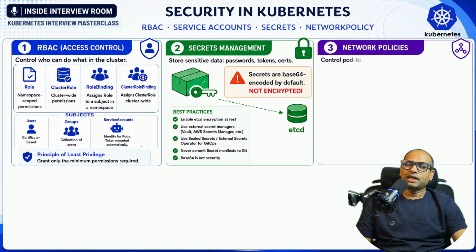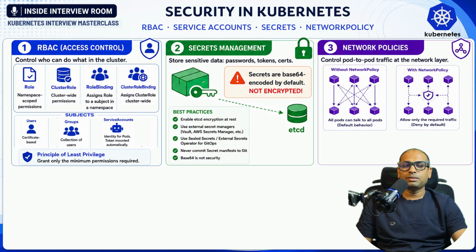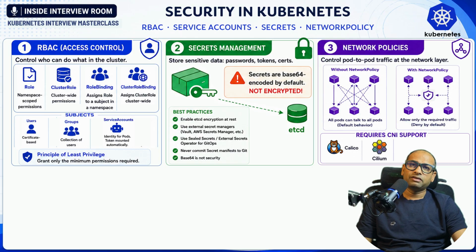Network policy controls pod-to-pod traffic at the network layer. How will pod-to-pod communication happen? Through network policies. Without network policies, all pods can talk to all pods. This is the default behavior of Kubernetes. With network policy, allow only the required traffic and deny by default. This is the principle of least privilege and deny by default. It requires CNI support to define network policies. The CNIs are Calico, Cilium, and Weave.